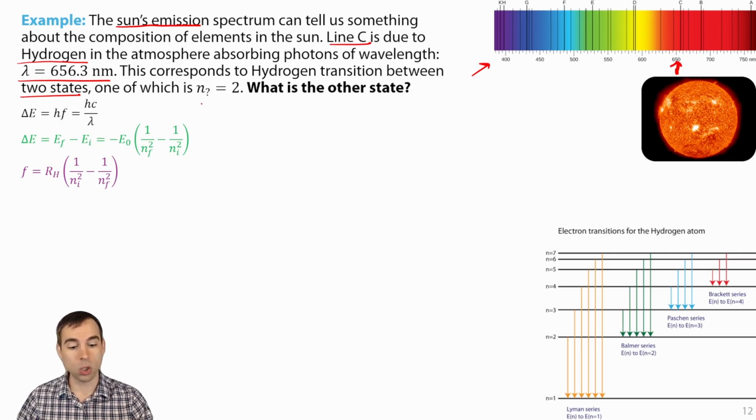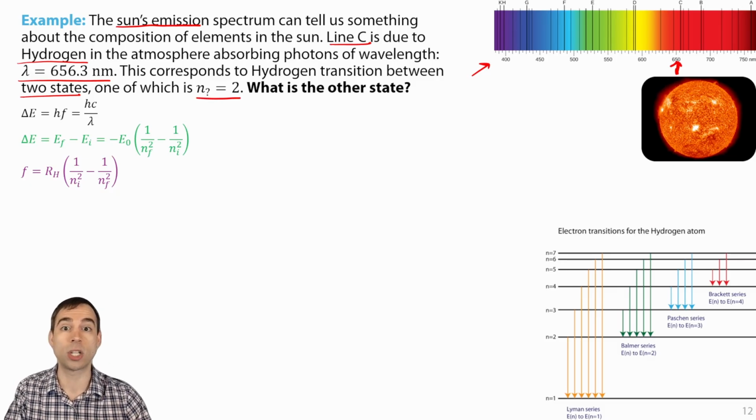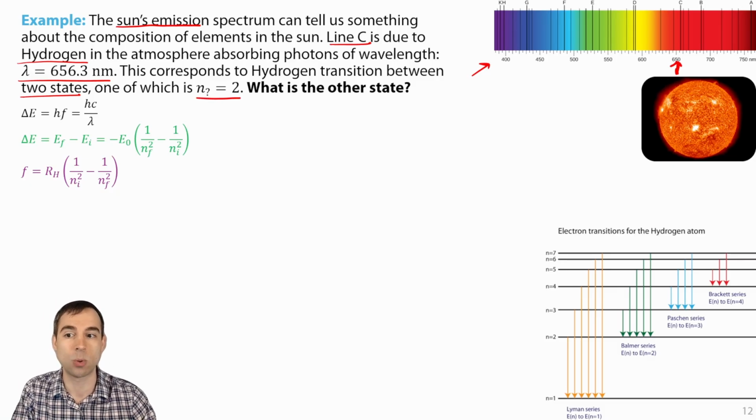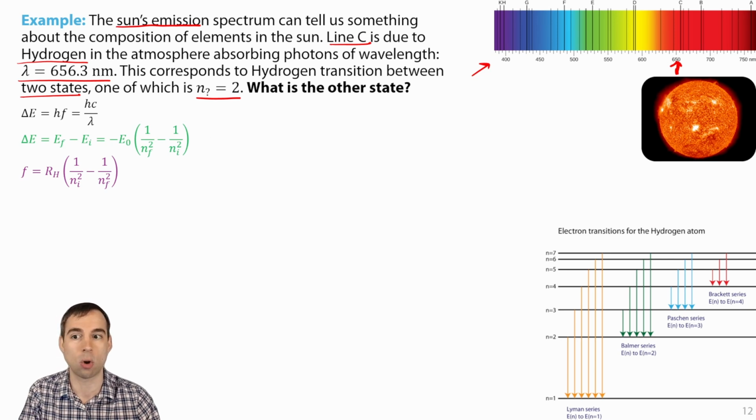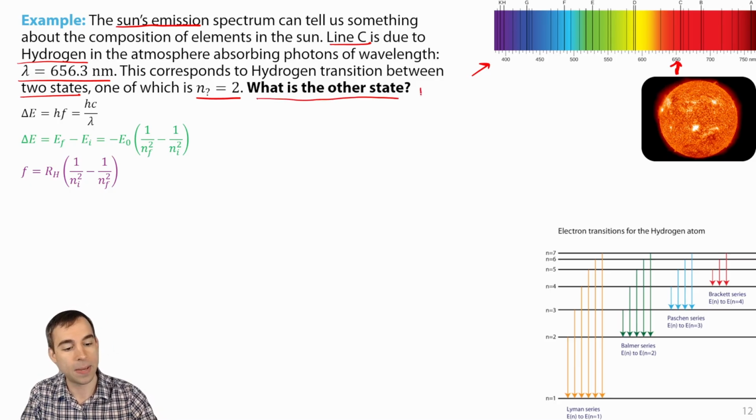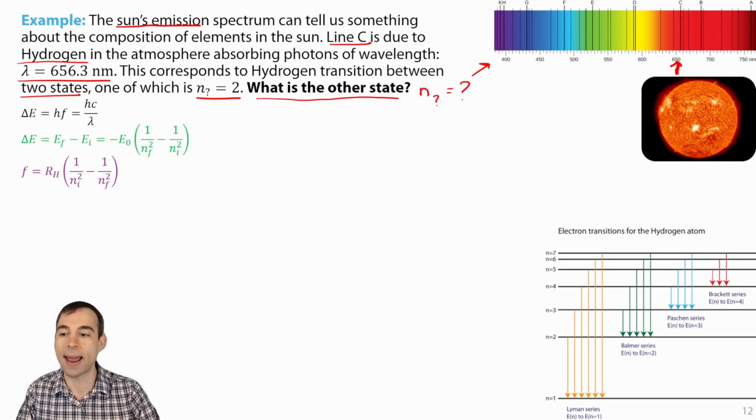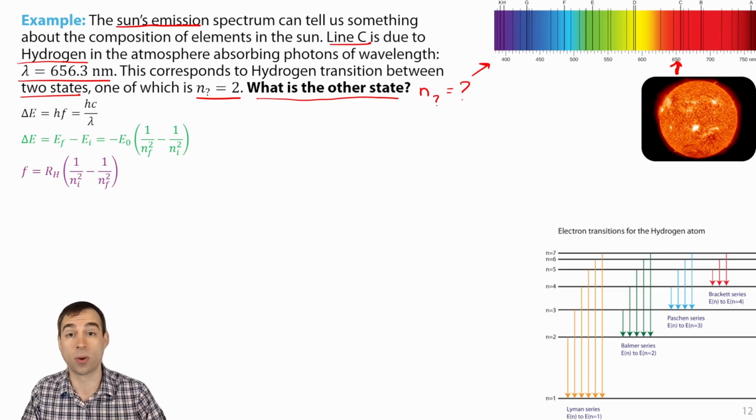And so we are told that one of the energy levels for this transition, this line C transition, is n equals 2, but we don't know if that's the initial or final quantum number that our electron is transitioning to. And we're asked to figure out what is the other state for this transition. That means the other n also equals question mark. So we need to figure out what our n initial and n final is for this transition.